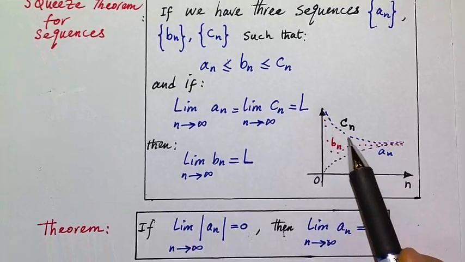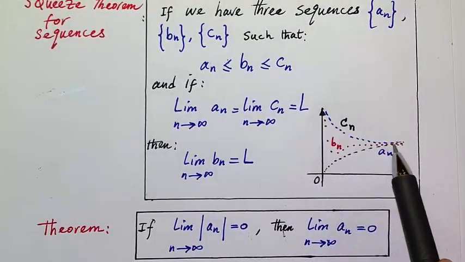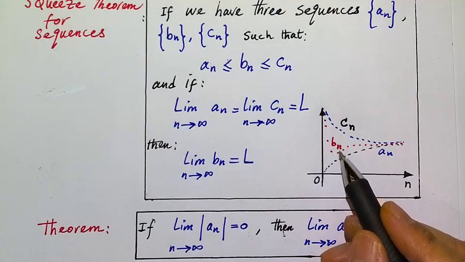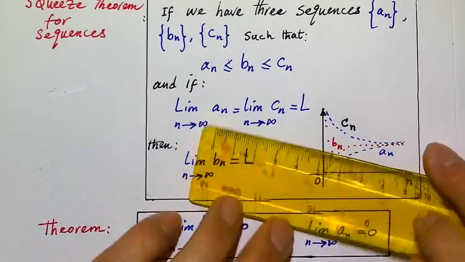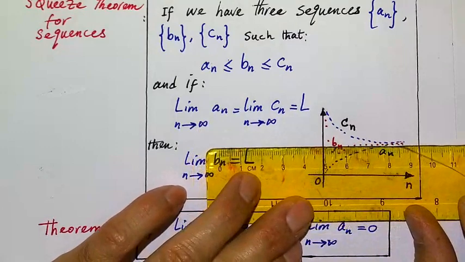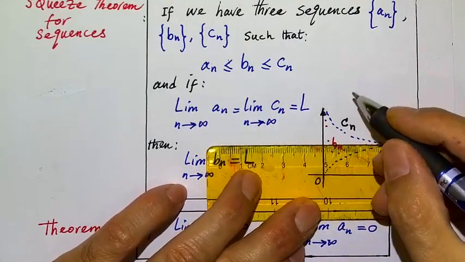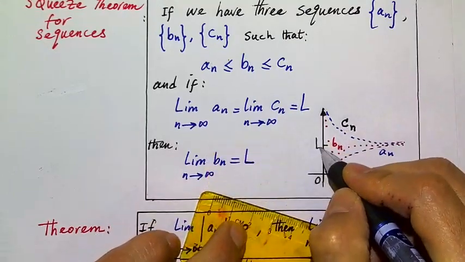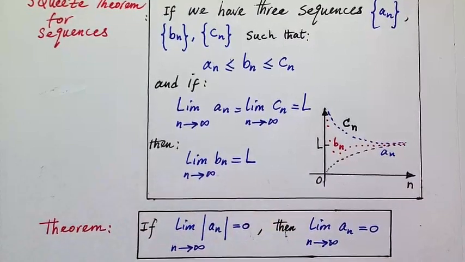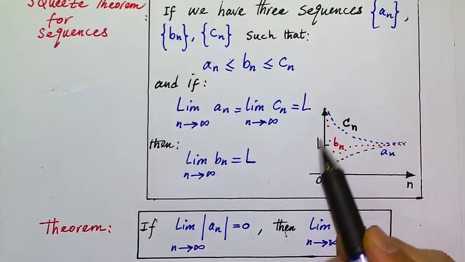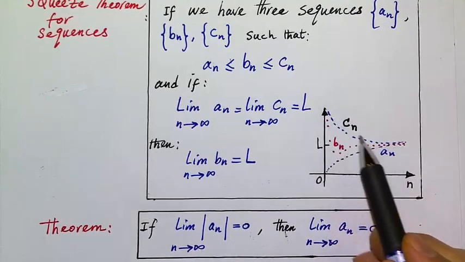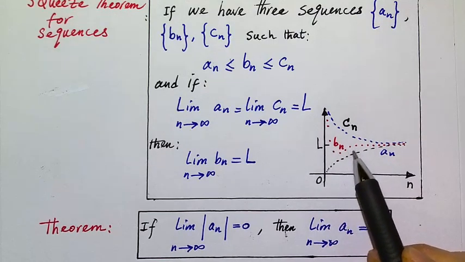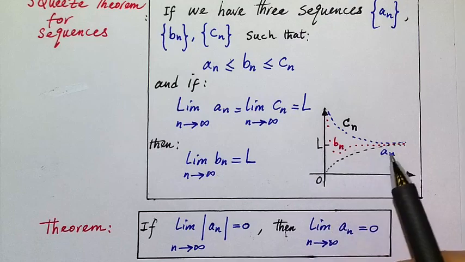So you have c sub n that is coming down here, approaching some value L. I'll just put an L here. Now if the limit of a sub n approaches L, and the limit of c sub n approaches L, then the sequence b sub n in the middle will have the same limit L as n approaches infinity.